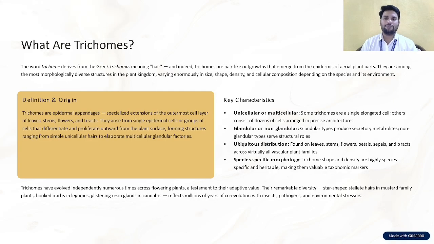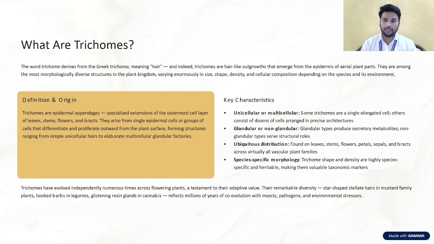The term trichome is derived from trichoma, meaning hair, and indeed trichomes are hair-like outgrowths that emerge from the epidermis of the aerial parts. They are among the most morphologically diverse structures in the plant kingdom, varying enormously in size, shape, density, and cellular composition depending on the species and environment.